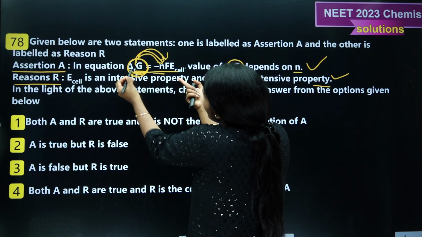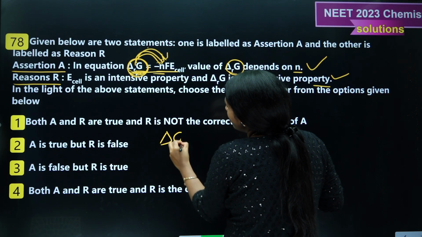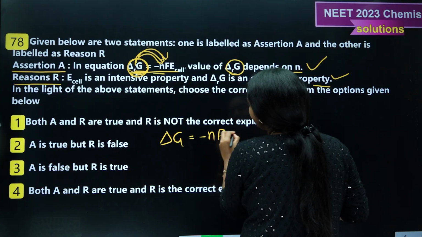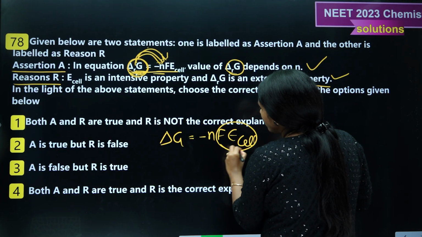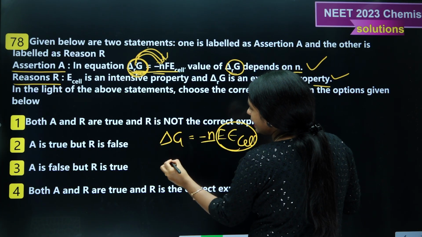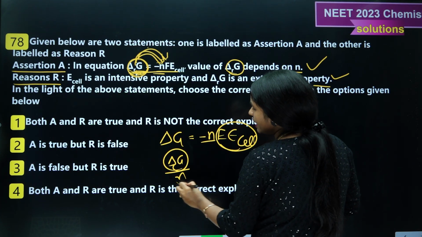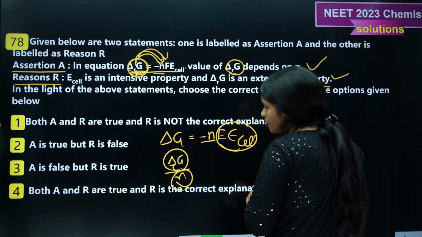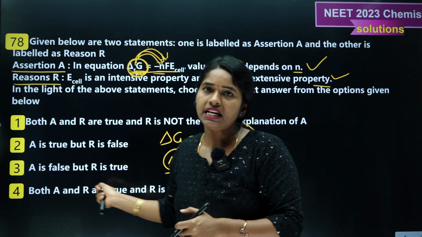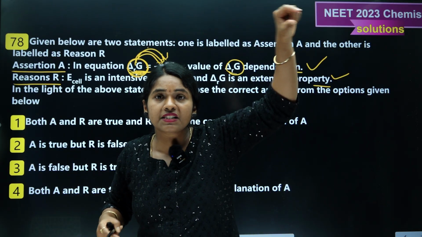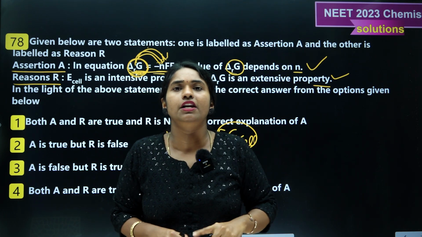This equation is explaining this. Delta G is equal to minus nFE cell. Okay, listen carefully. E cell is equal to delta G by n. Delta G is an extensive property. The number of electrons is also an extensive property. So E cell, the ratio of two extensive properties, becomes an intensive property. So that expression is explaining these two. So that's why it is a correct explanation.